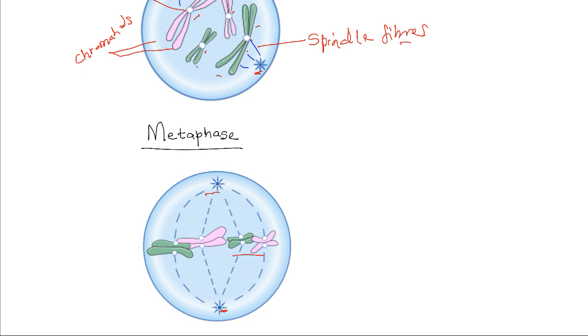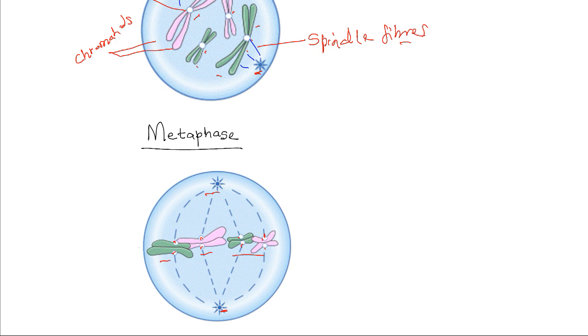and the third event is that the chromosomes align themselves at the equator of the spindles. So here the chromosomes are aligning themselves at the equator of the spindles, and the chromosomes are attached to the spindle fibers by the centromeres. So it is by the centromeres that these chromosomes are attached to the spindle fibers.